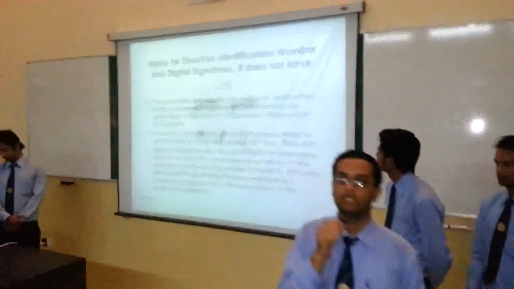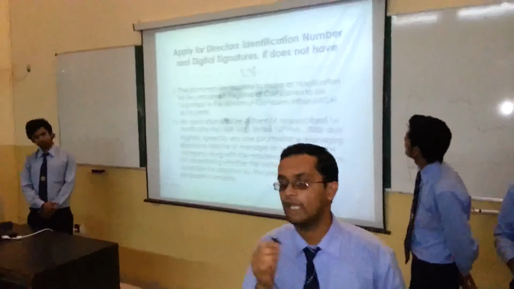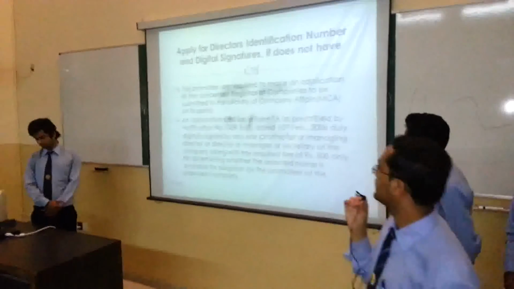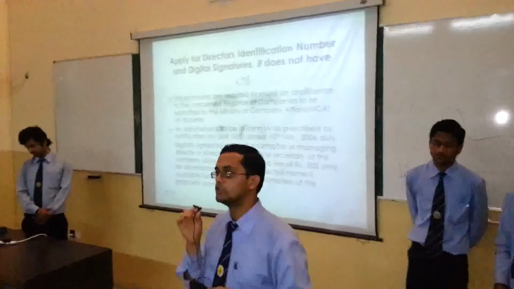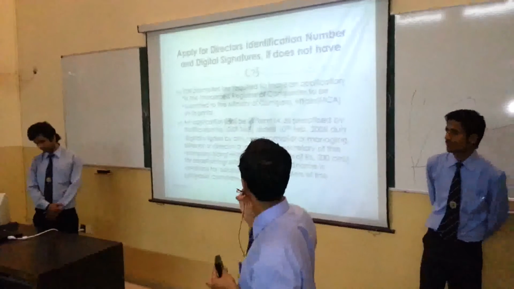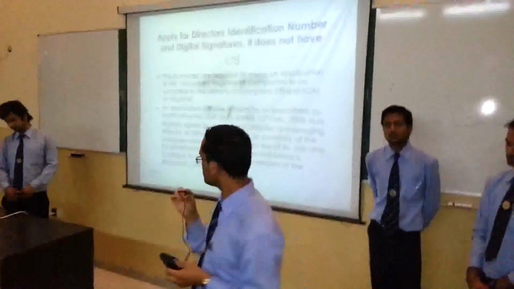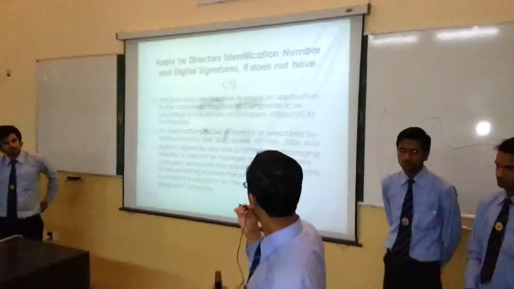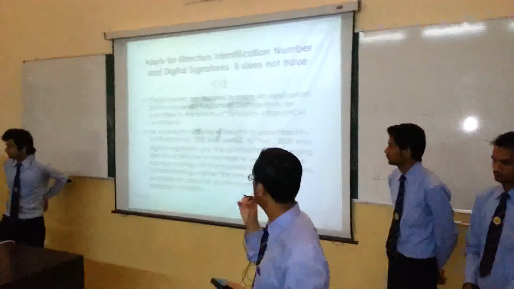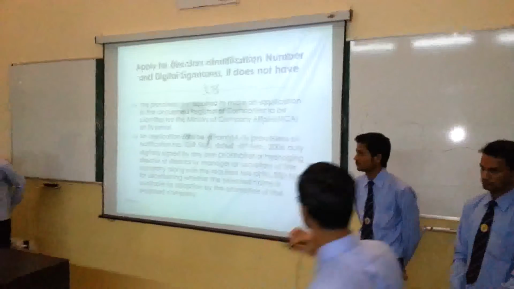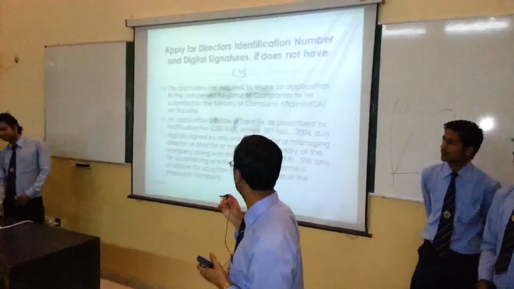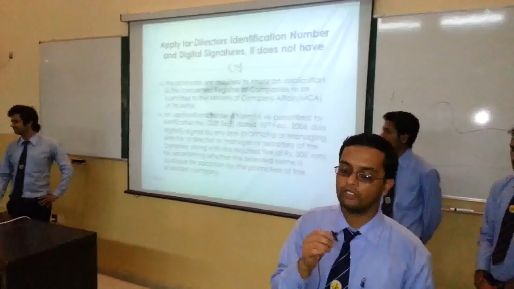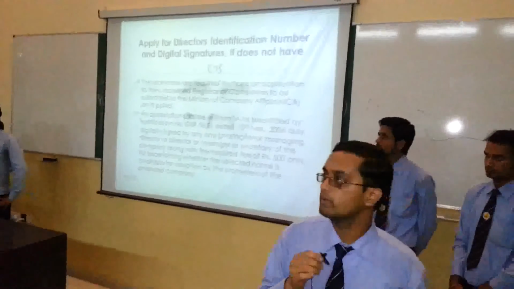You have the director identification number. You know, we have UID number, unique identity number. Here, whenever there is a director of a company, it is also compulsory for him to have a director identification number. So, for that, you have to apply to the MCA, the Ministry of Corporate Affairs. You have to fill one form. And whatever number he gets, that number is a lifetime number.